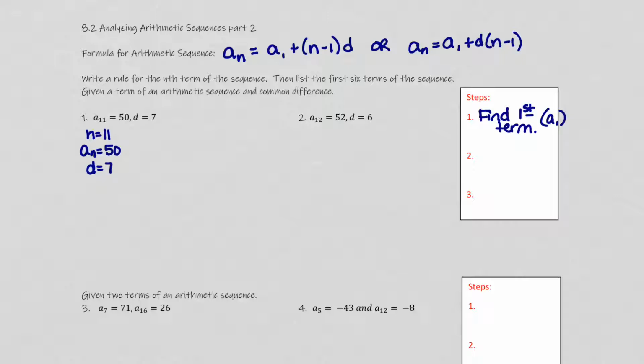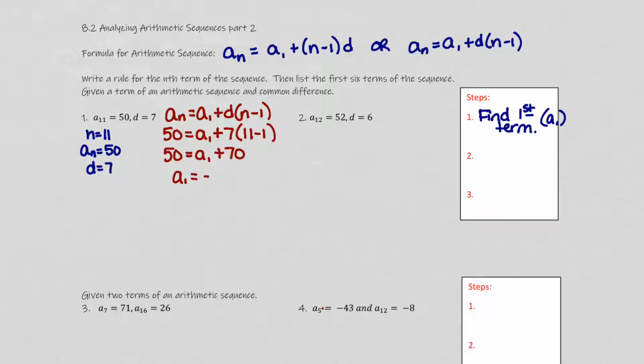Okay, so I'm going to plug it into the formula. I'm going to write the formula out first: AN equals A1 plus D times N minus 1. AN we said was 50. We do not know A1, so I'm leaving it there. We know D is 7, and we know N is 11. All right, now if I simplify this, 11 minus 1 is 10, times 7 is 70. Okay, and then we solve for A1. So I subtract the 70 from both sides, and I get A1 is negative 20. Okay, so that's part 1.